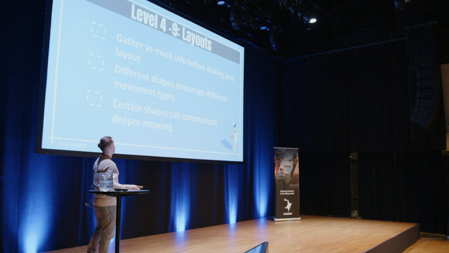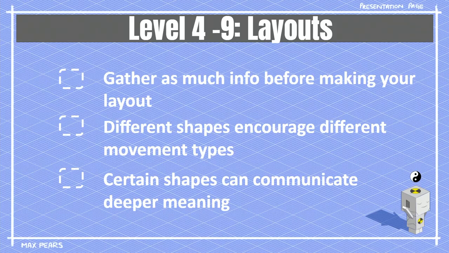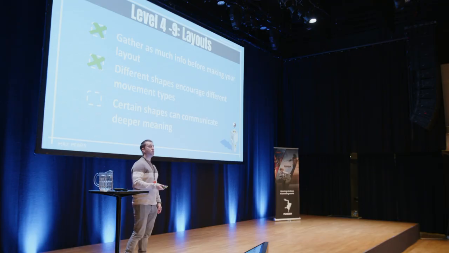So the things to take away on this final part is, make sure again, you gather all the information. What is the emotional theme you want? What is it we want the player to feel? Who are we working with? Because all these things make great levels. Different shapes encourage different types of movement. And certain shapes can contain a deeper meaning when we're thinking about these.